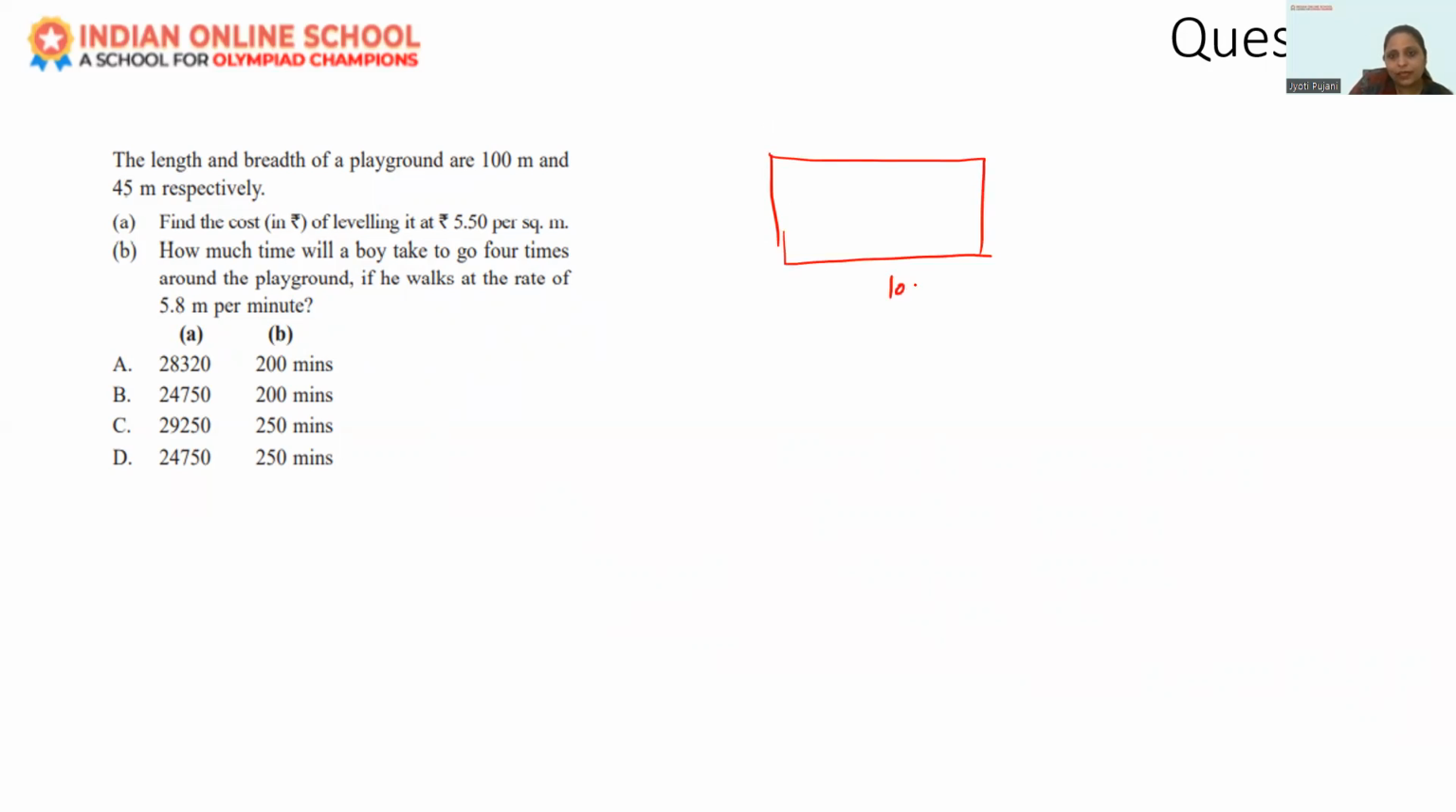Okay, 100 meter, 45 meter. They have to do the leveling. You know the meaning of leveling? And that costs 5 rupees 50 paisa per square meter. Leveling will be inside the ground, so you have to find the area. What is the area? Area of a rectangle is length into breadth. So it means 100 into 45, that's 4,500 square meter.